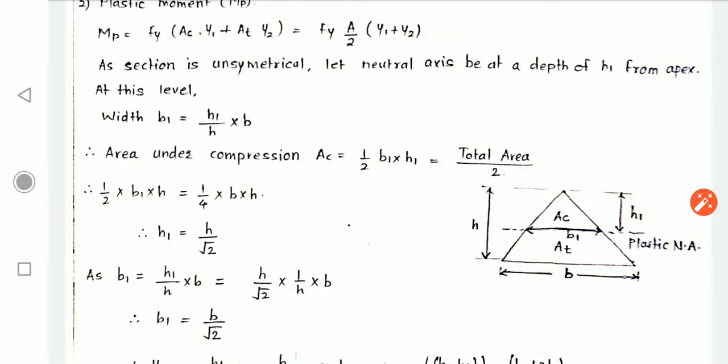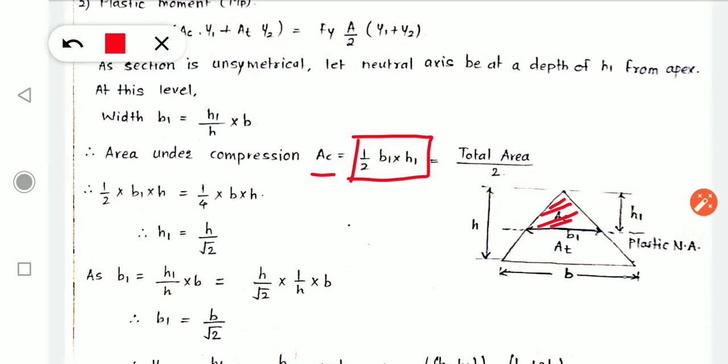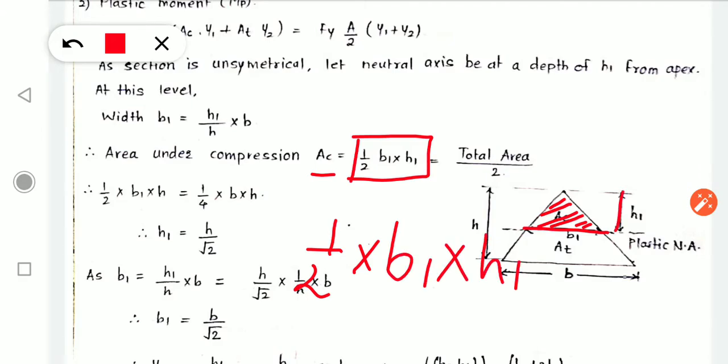Now we want to calculate the area under compression. How will we calculate the area under compression? For that, AC is equal to 1/2 B1 into H1. Which area is under compression? This upper triangle represents the area under compression. What will be its area? Of course, it is a triangle, so 1/2 into length into height. What is the length? It is B1. What is the height? It is H1.